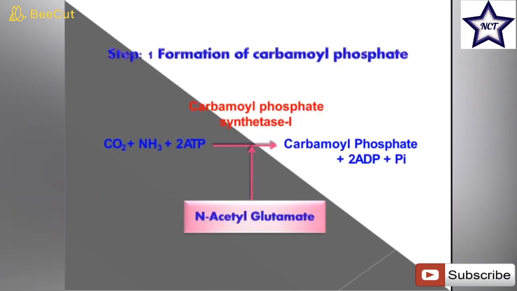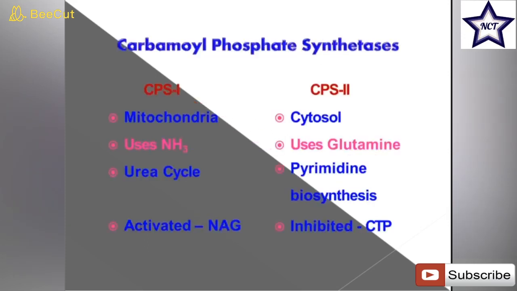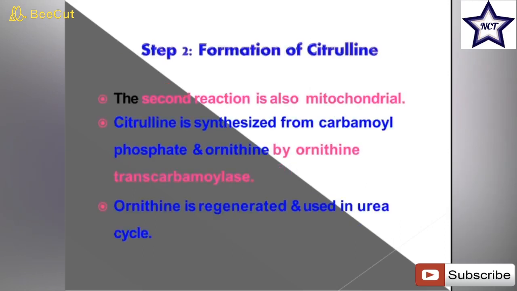This is the complete first step, in which carbamyl phosphate synthase in the presence of N-acetyl glutamate forms carbamyl phosphate, and 2 ATP form 2 ADP and inorganic phosphate ions. So this is the difference between CPS1 and CPS2. You can rewind it for your notes, or you can leave this part.